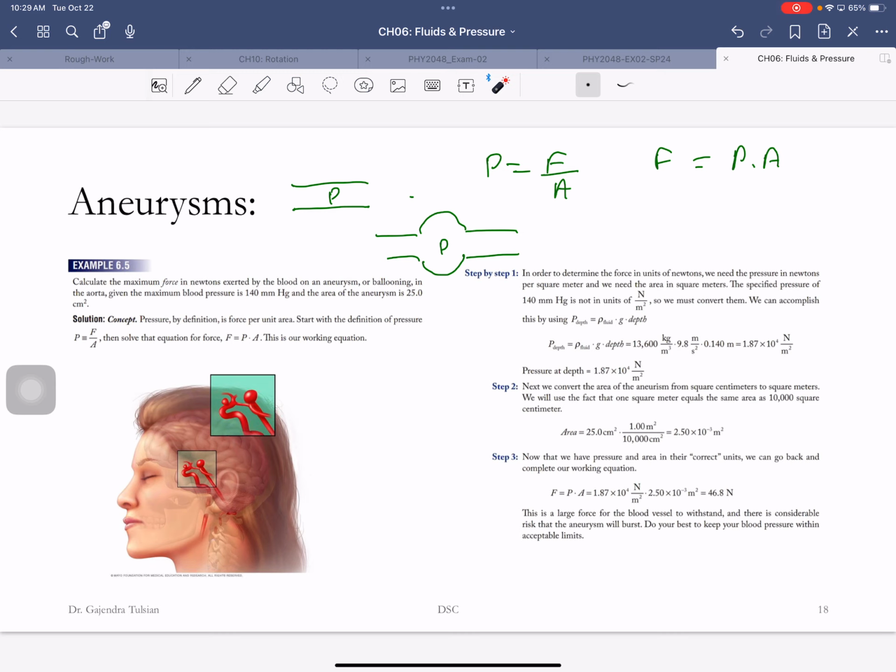All right, so let's calculate how much force there will be on this balloon. Calculate the maximum force in newtons exerted by the blood on an aneurysm or ballooning in the aorta, given the maximum pressure is 140 millimeters of mercury. This is a slightly higher pressure. And the area of the aneurysm is 25 square centimeters. Okay, so the area is 4 pi r squared.